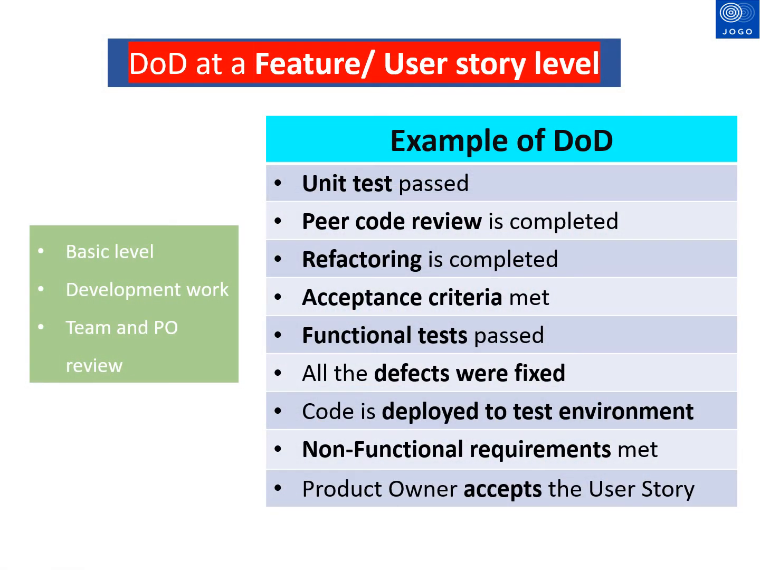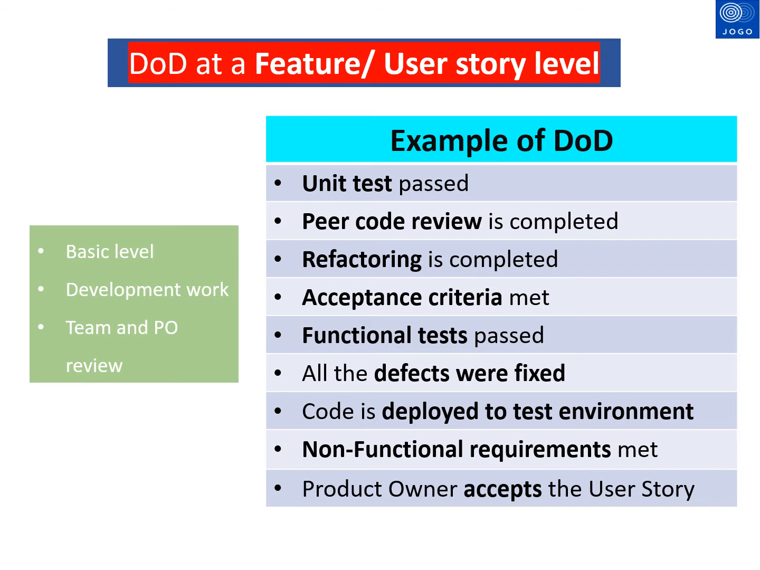The first level DoD is defined for a feature or user story. This is the most basic level and code quality will be the primary focus of this level. User stories will follow the DoD to confirm the completion of the development work. Done at this level means the product owner reviewed and accepted the user story.